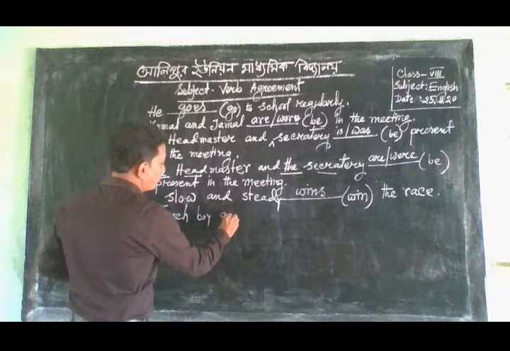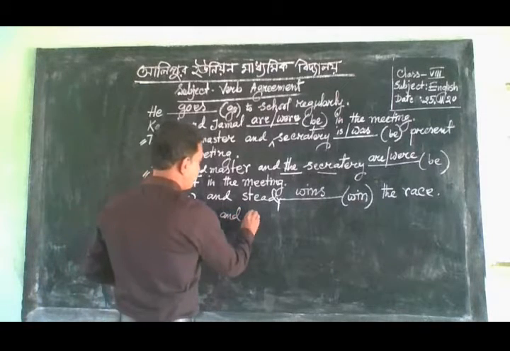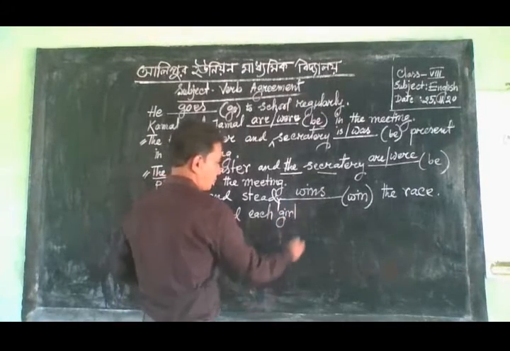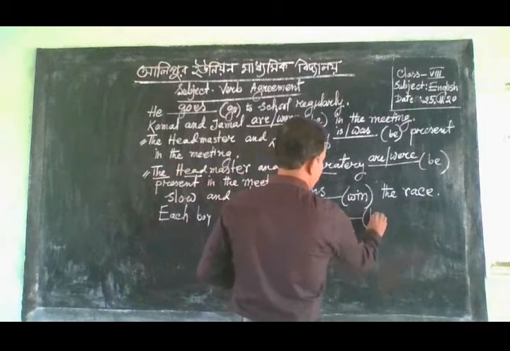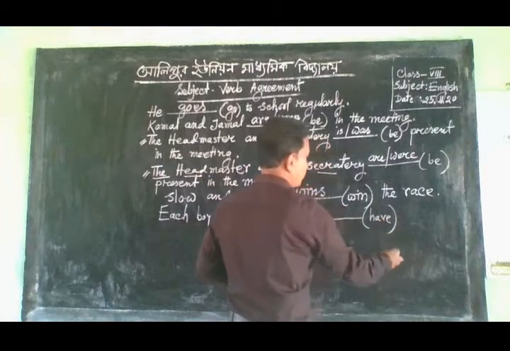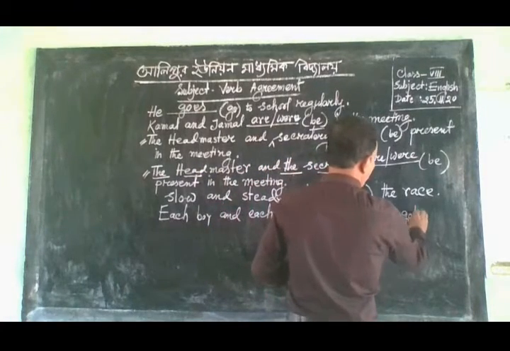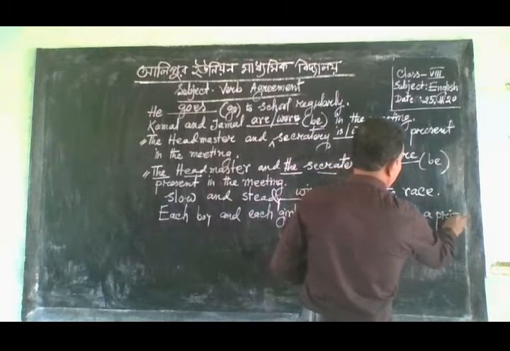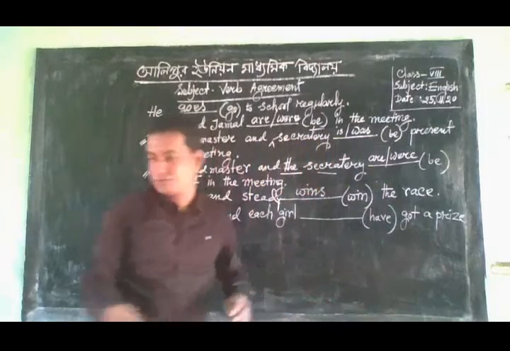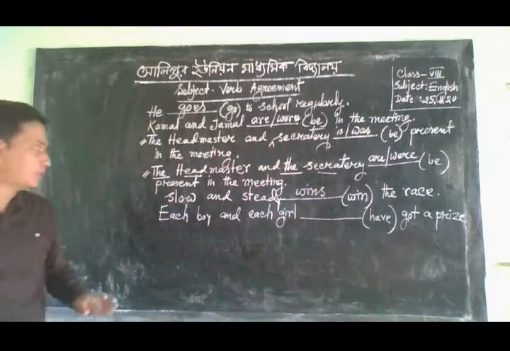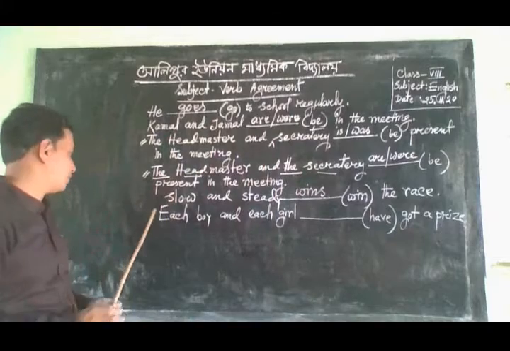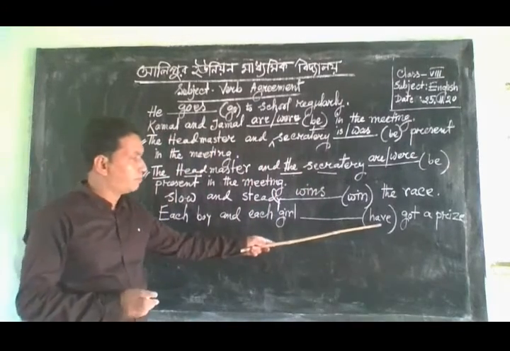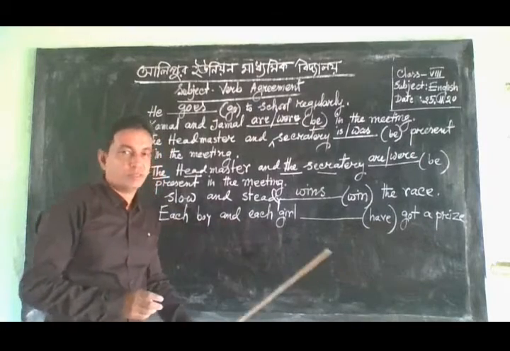This boy and this girl have got a prize. Dear students, look at the blackboard carefully. I have written this boy and this girl have got a prize.